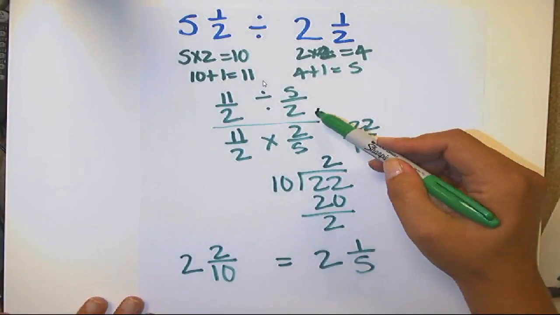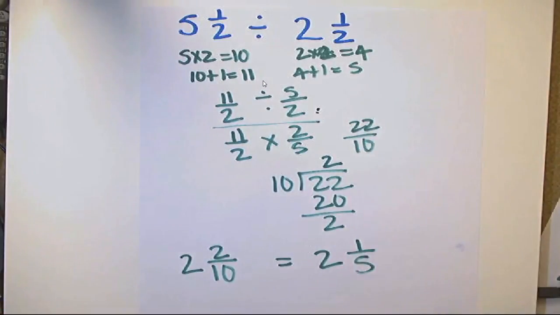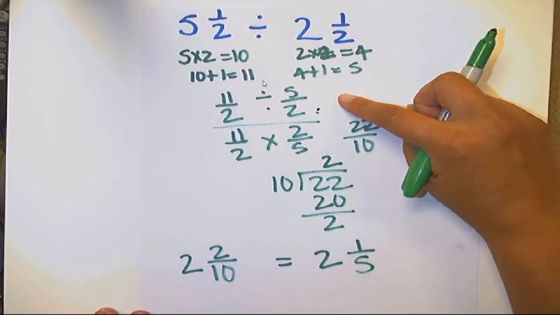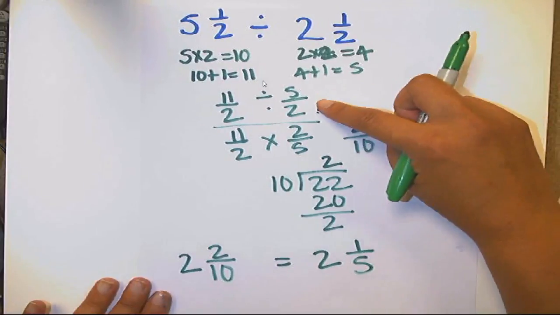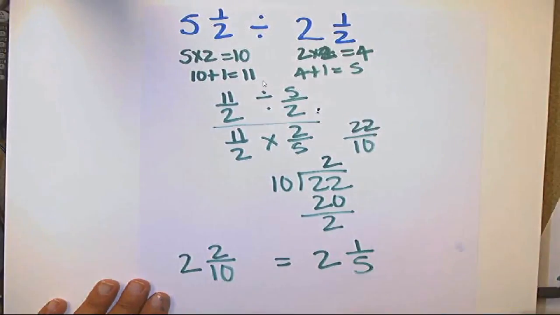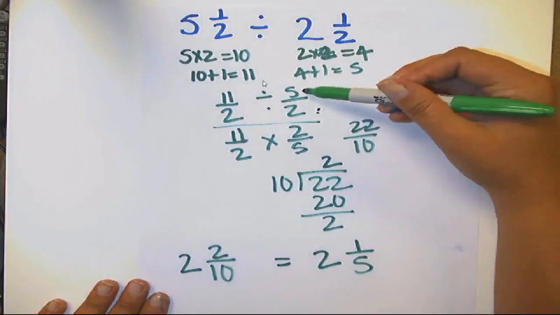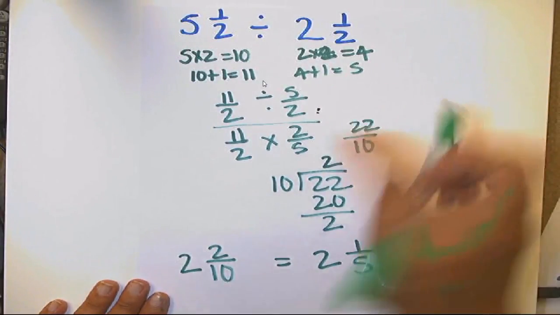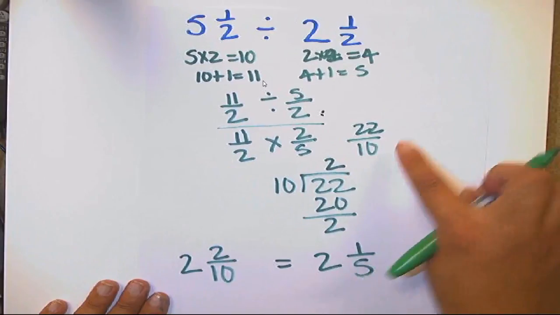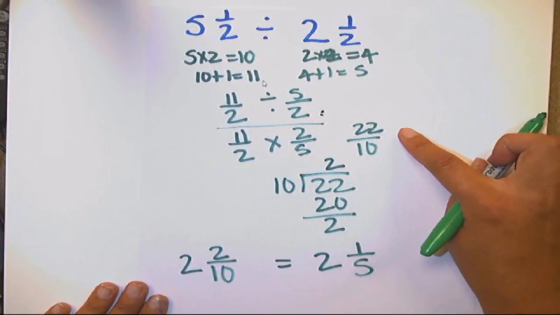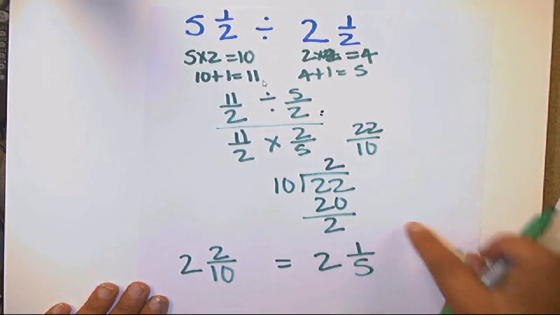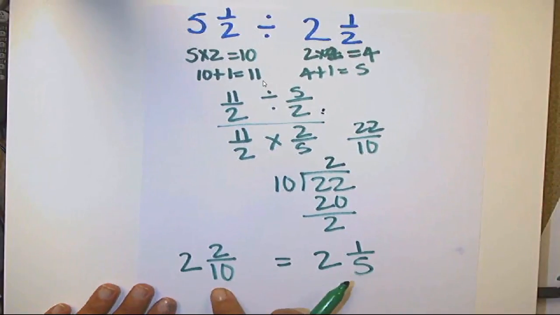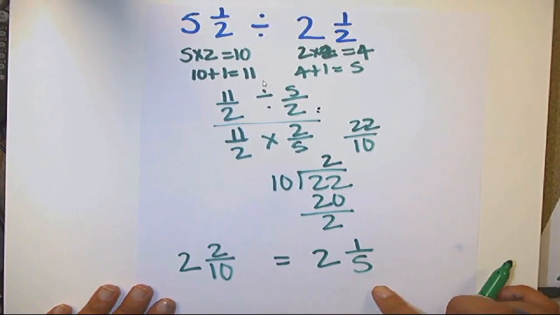When you get to that point, you can just flip the second fraction and then multiply your numerators and denominators across the board. So we took this 5/2 and we flipped it to 2/5, and then we multiplied across the board, ending up getting 22/10. Took that improper fraction, turned it into a mixed number, and then we reduced that.